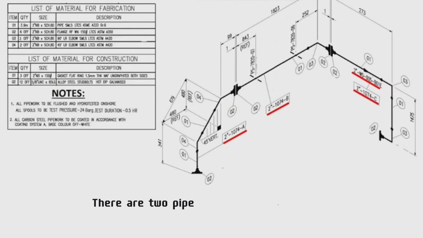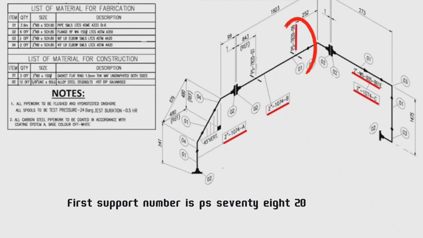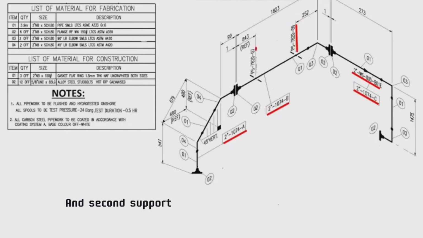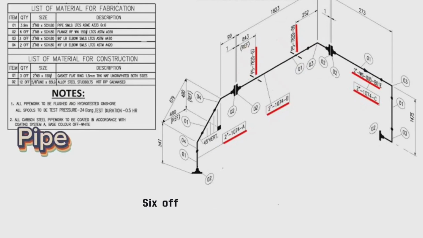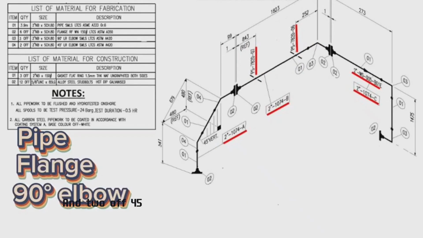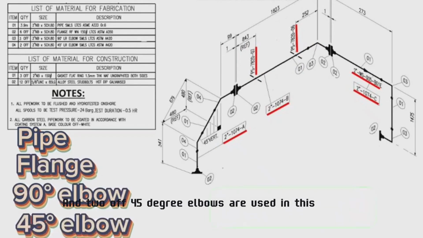There are 2 pipe supports in this pipeline. First support number is PS 7820-07 and second support number is PS 7820-06. There are some pipe pieces, 6 off weld neck flanges, 3 off 90-degree elbows and 2 off 45-degree elbows used in this pipeline.